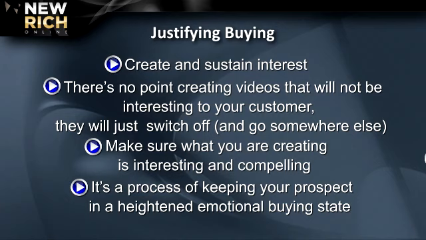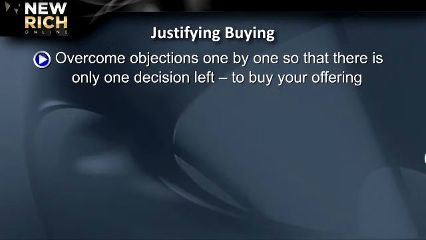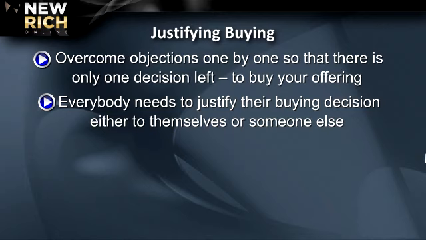So, justifying buying. The first thing you've got to do is overcome all objections one by one, so that there is only one decision left: to buy your offering. Now, I'm not saying that you do this in any way other than ethically and honestly, but you need to overcome those objections. And if you believe in your product and service, this should be very easy. Everybody needs to justify their buying decision, either to themselves or someone else, and the objections to buying are what they've got to justify. So you're giving them a victory speech that they can say to themselves again and again to say why they bought that product or service.